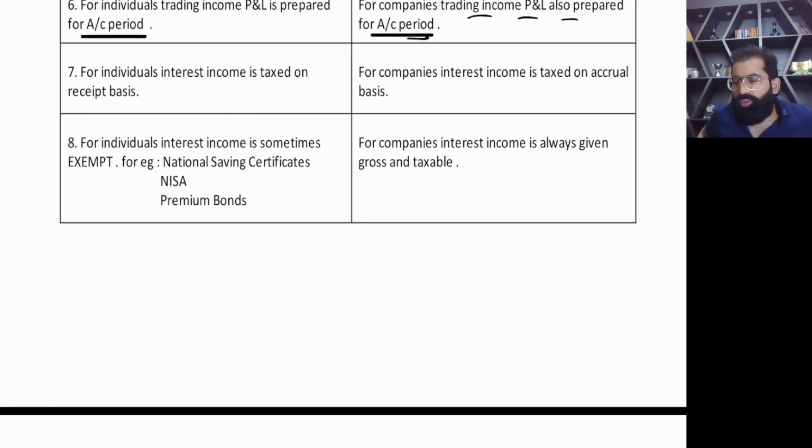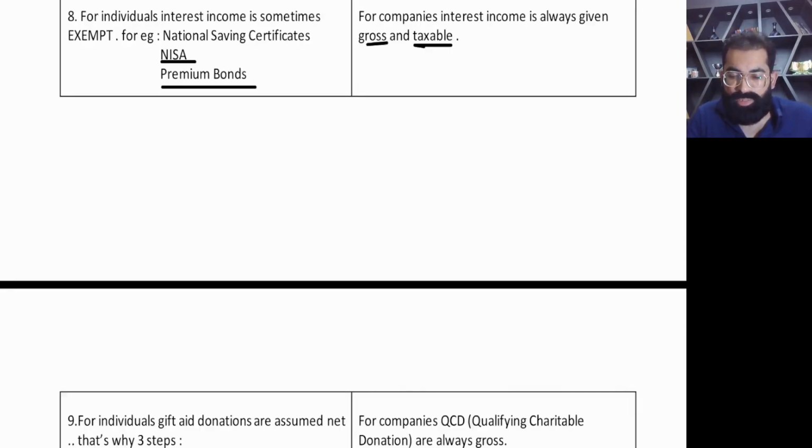Then for individuals, there are some incomes which are exempt. Yes, interest income from National Savings certificates. Then you have NISA, new individual savings account, and premium bonds. These are exempt for individuals, but for companies interest income is always taxable, and it is always gross. No such exemptions for companies.